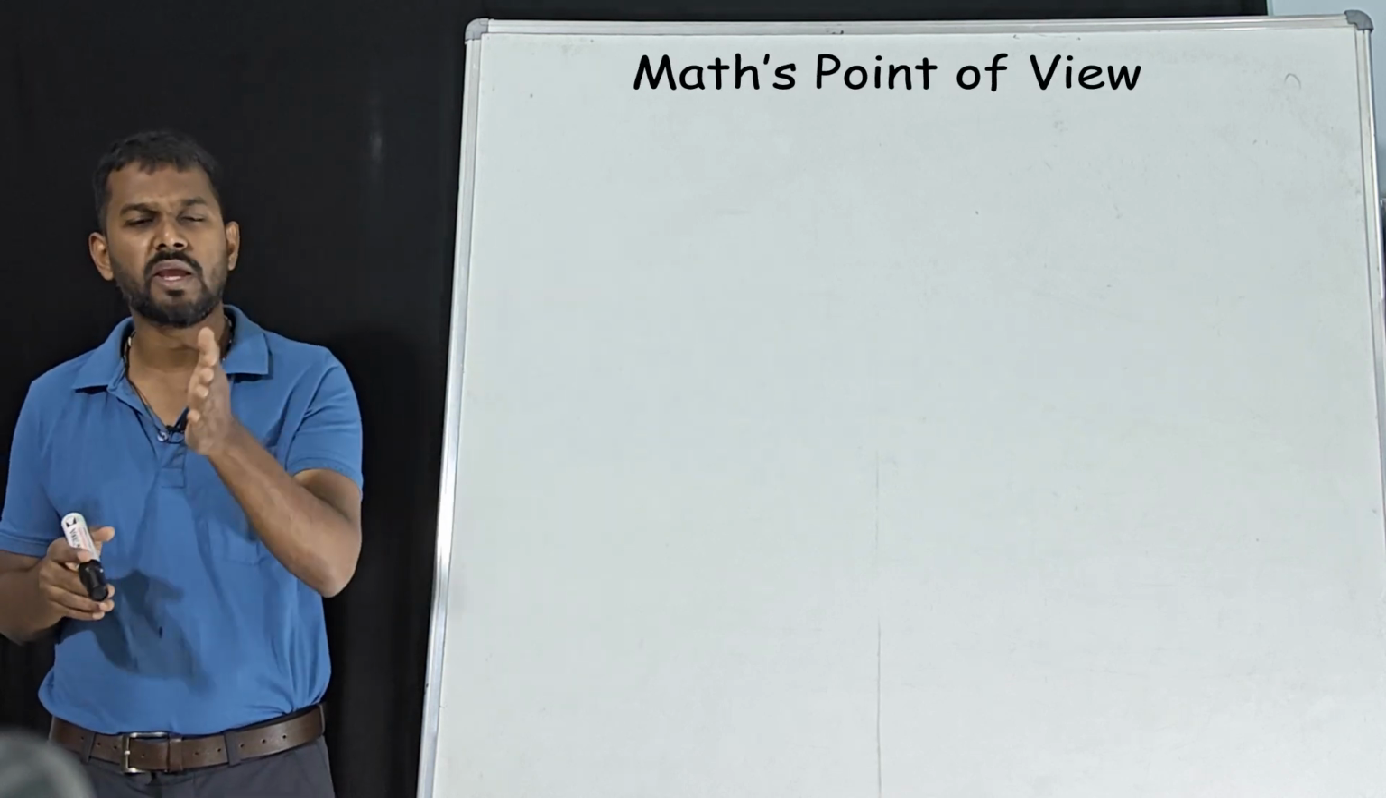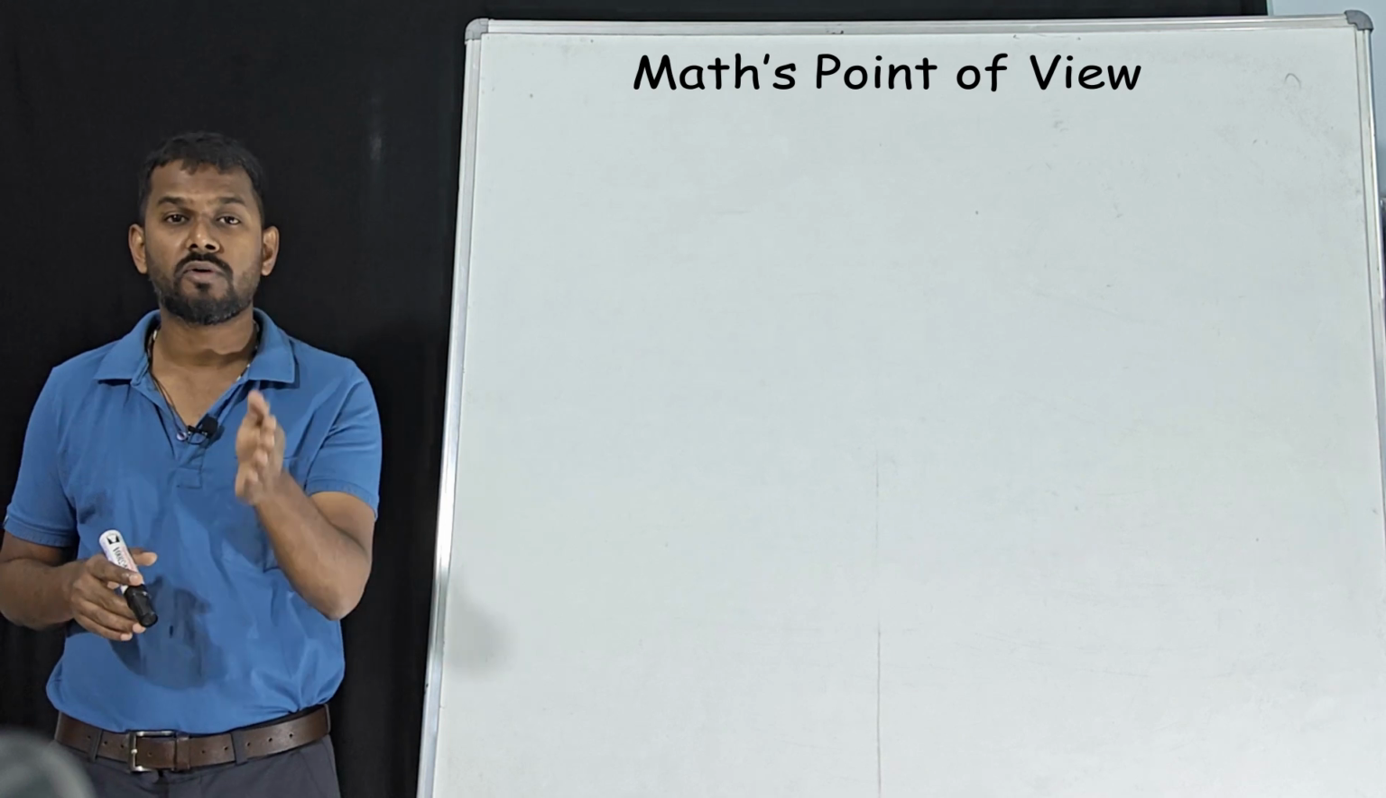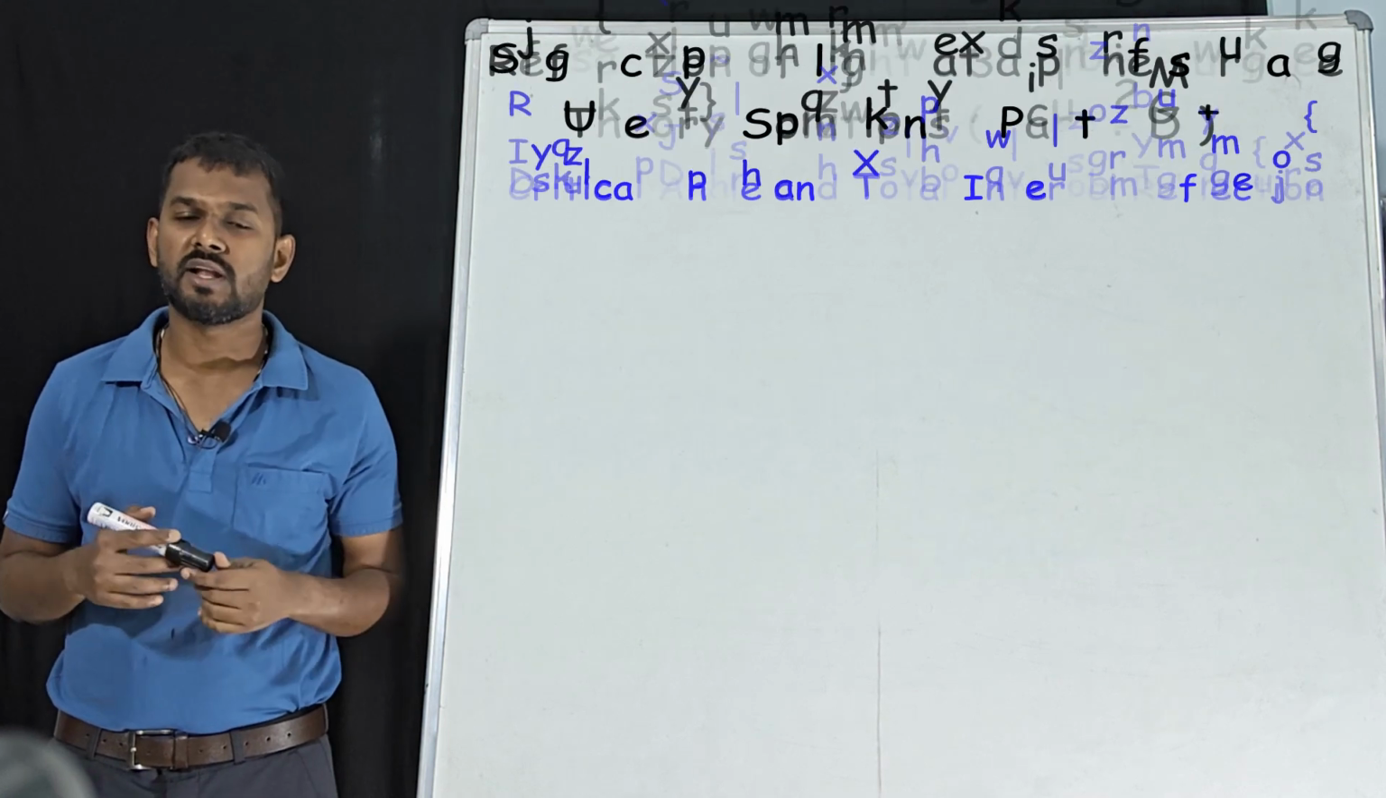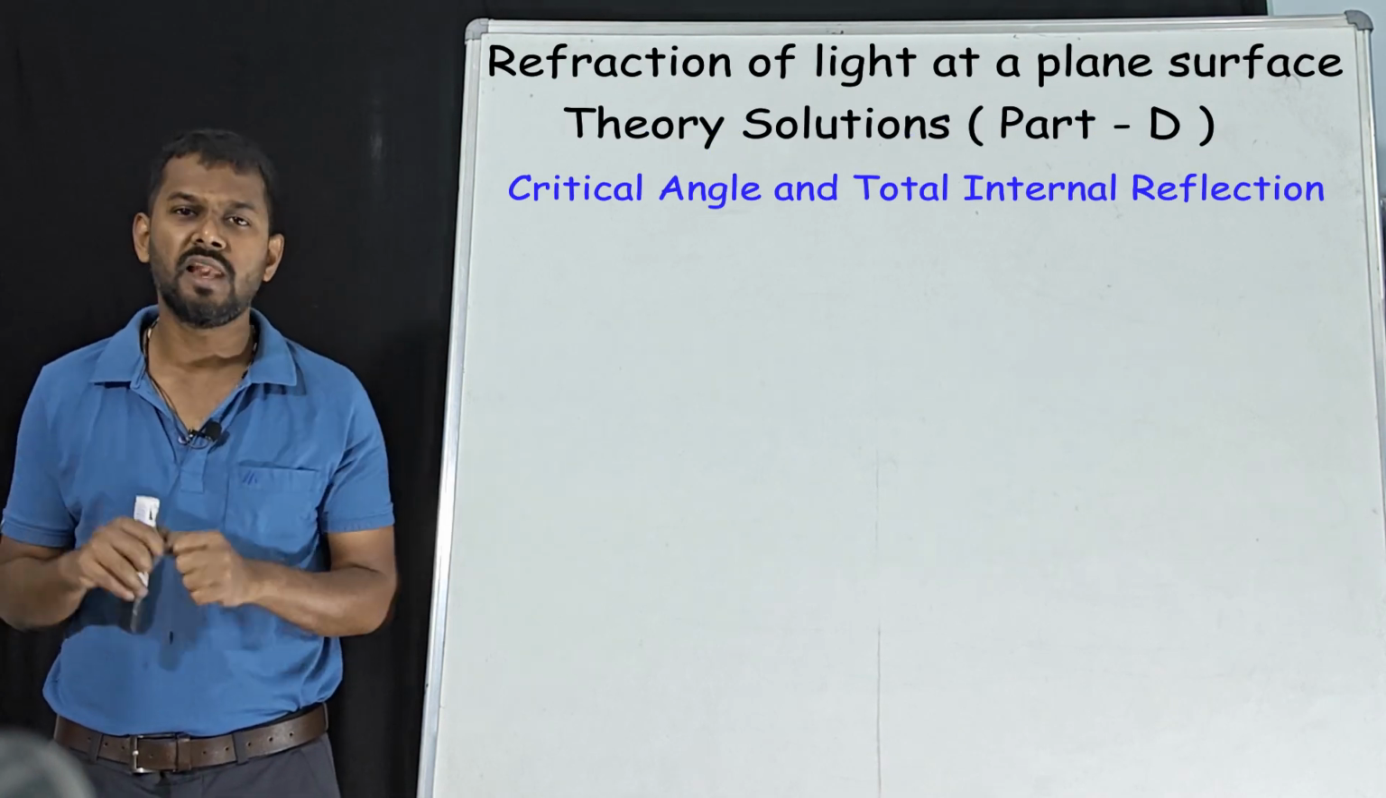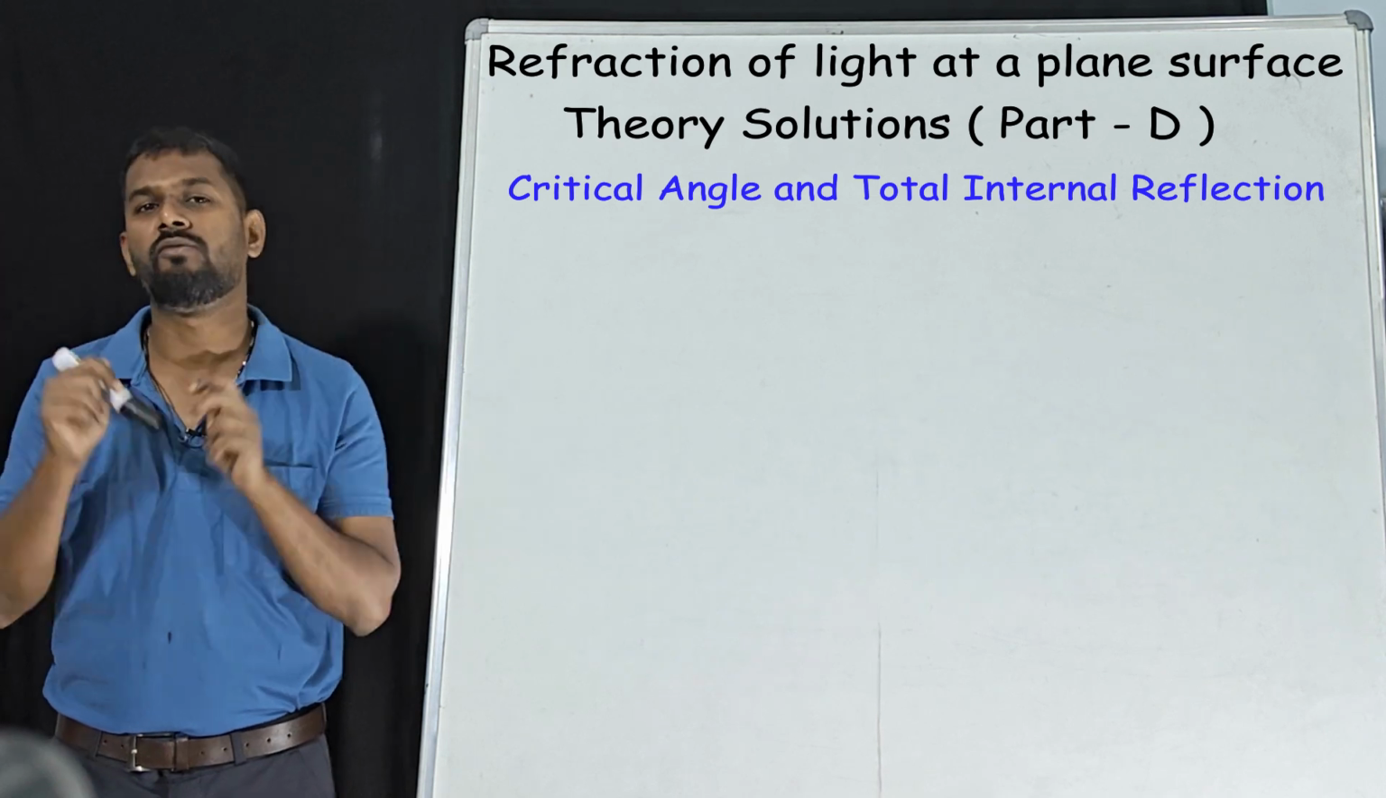Today we are going to solve each and every theory question from part D of refraction of light, that is critical angle and total internal reflection.